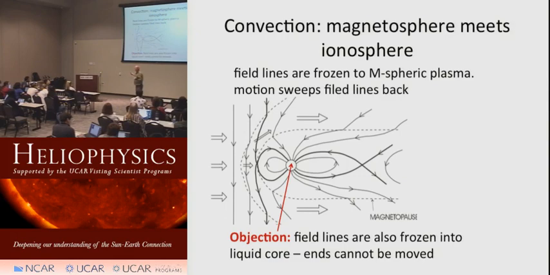It is true that they're frozen into the core of the Earth. It's true that they're frozen into the solar wind. So the two ends of the field line then have very different masters. One is stuck at the core and the other is moving with the solar wind. This is a bit of an appeal to those people who have looked a bit at frozen-in fields in plasmas.